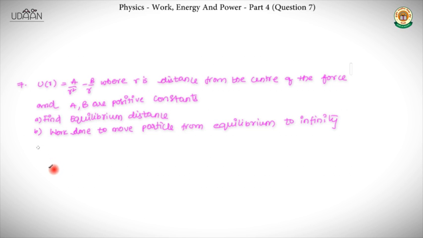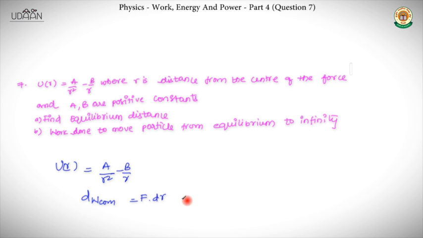In the given question, we got U(r), which is considered as the potential energy here. U(r) is equal to A by r square minus B by r. When U(r) is given, that is, when a potential energy function exists, the force is a conservative force. So work done by the conservative force is equal to F dot dr.